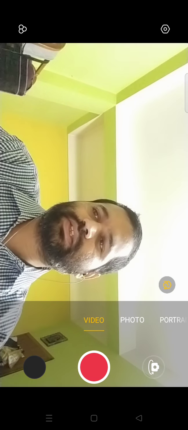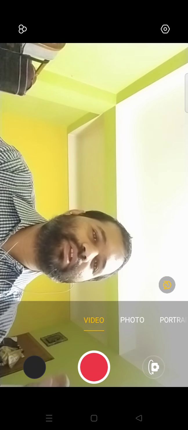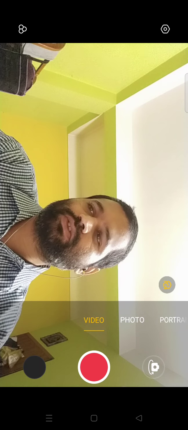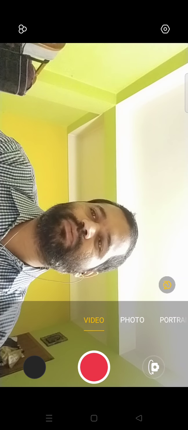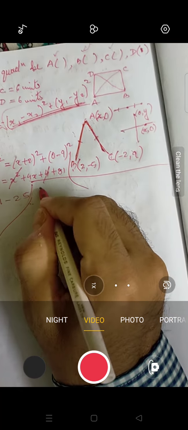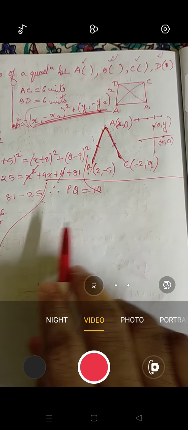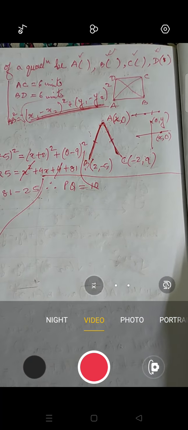Since the distance between the points P and Q, where the coordinates are given, is 10 units, therefore can I say that PQ equals 10? Because the distance from P to Q was 10, so can we say that PQ equals 10?